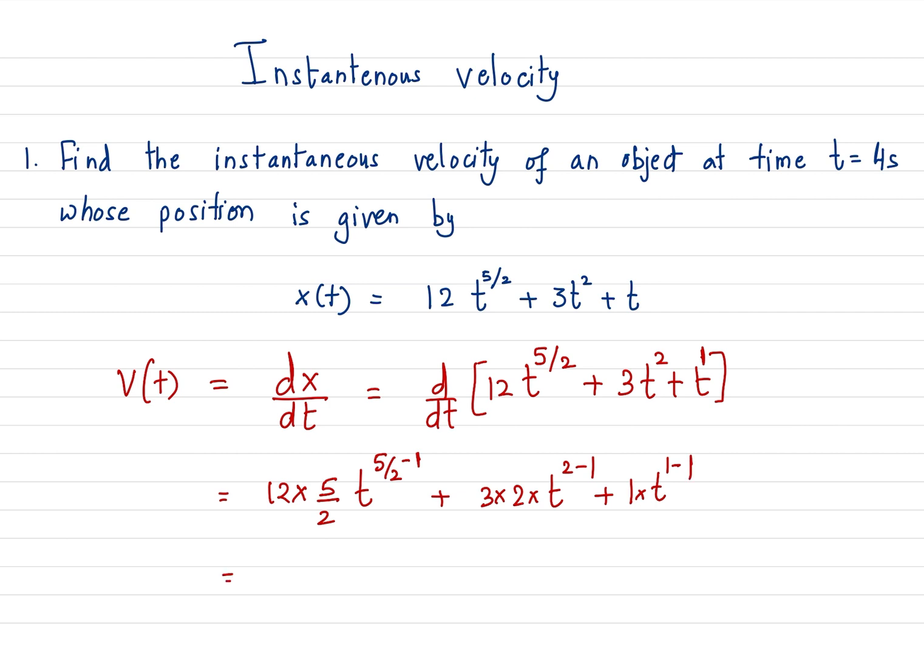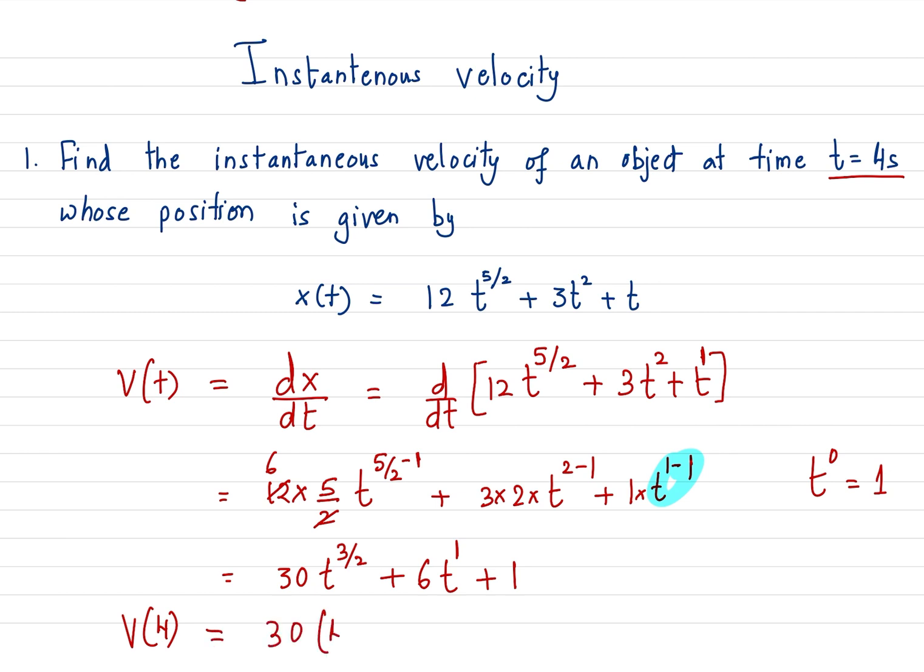Now let's just simplify it. This will be 6 times 5 gives us 30 t to the power of, so 5 over 2 minus 1 will give you 3 over 2, plus 3 times 2 is 6, t to the power of 2 minus 1 is 1, plus 1, because this t to the power of 1 minus 1 is going to give you t to the power of 0, which is equal to 1. Now they said that we have to find the instantaneous velocity at t equal to 4. That means in place of time, we'll put 4.